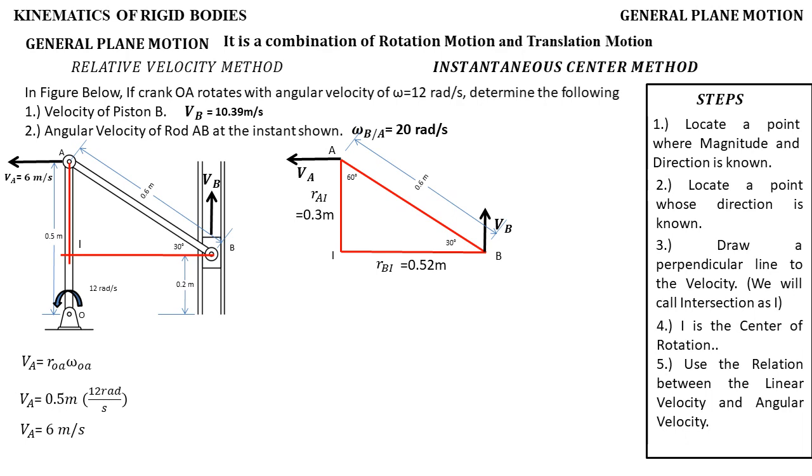Use the relation between the linear velocity and the angular velocity. The linear velocity VA is equal to the radial length AI times the angular velocity of rod AB. Substituting the value of VA and the value of RAI, we can solve for the angular velocity of rod AB, which is equal to 20 radian per second.